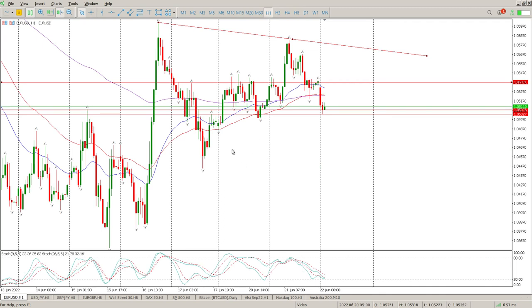If you look at the 1 hour, you can see grouping of the oscillators to the downside, a bit of a crossover brewing on the moving averages. But for me, this area still needs to be cleared. So looking for a break and a retest.